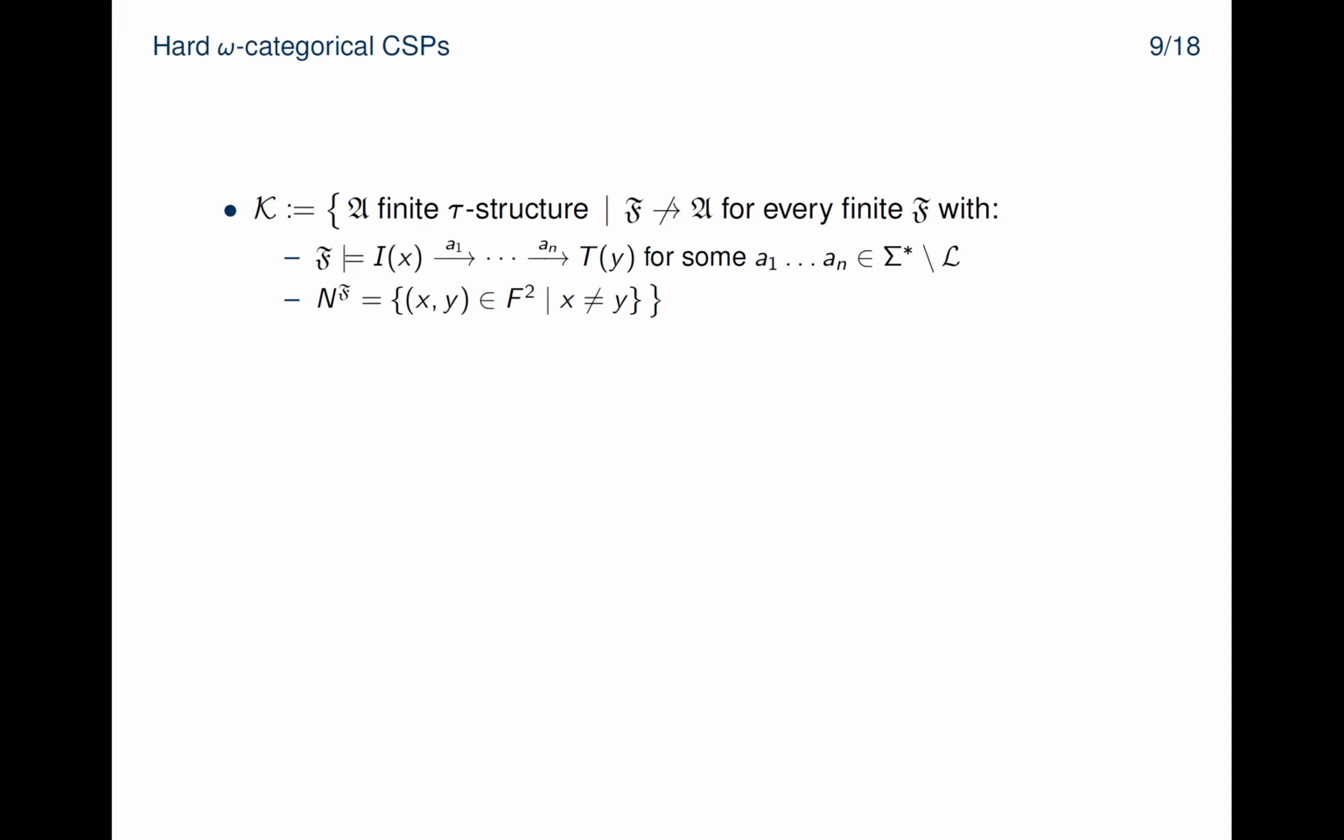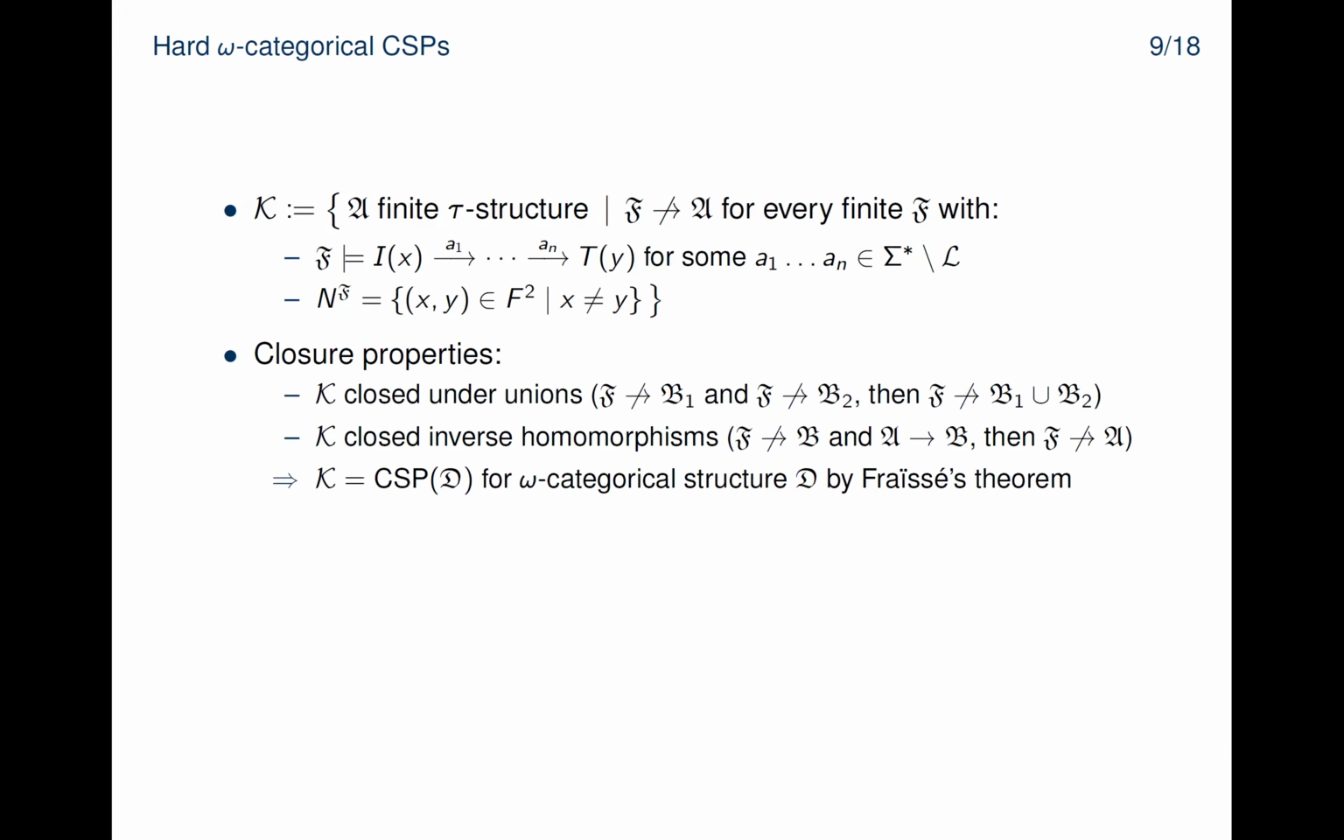And this structure should encode a word from the complement of our language L, right? The encoding of the word would be just a sequence that starts with I, then follows the word somehow, and ends with T. And this will actually be the representation of our omega-categorical CSP. This is how you represent the structure. Now you have to prove that there exists a structure which is omega-categorical and has this class as a CSP, which is what I will now just very briefly go over.